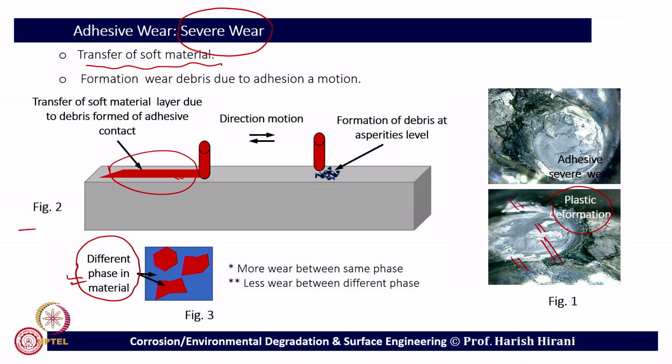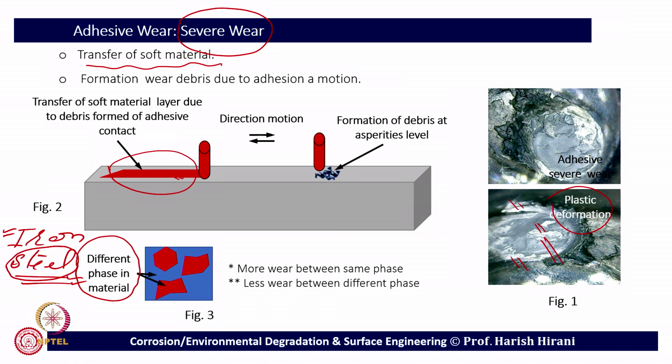It's something like if we compare iron with steel. When iron has fewer phases compared to steel, that means the composition is different. In that situation, what will happen? Steel will not go for severe adhesive wear, but iron can. So, we must try to use less and less pure metal as far as possible.